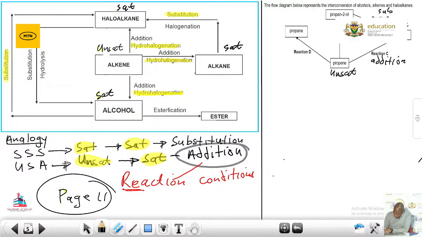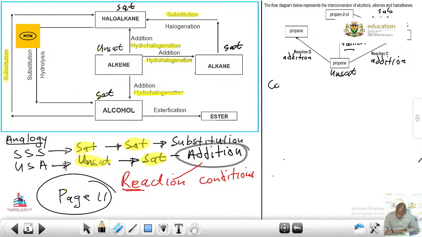reaction. Moving from propene to propane, that reaction D is also another addition. And if I am moving from propene to propanol, it's another addition reaction. But the only thing that I need now to worry about is what type of addition it is. So I am not going to be hunting out addition and substitution. I will confidently say this is addition. The only thing that now I need to worry about is what type of addition.